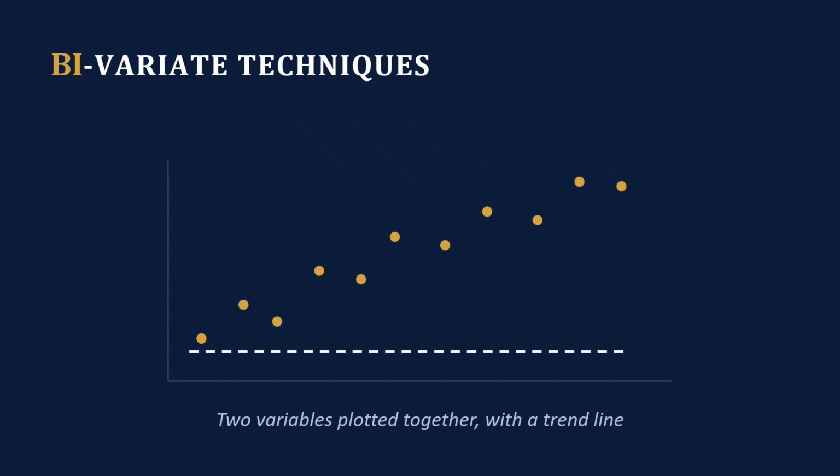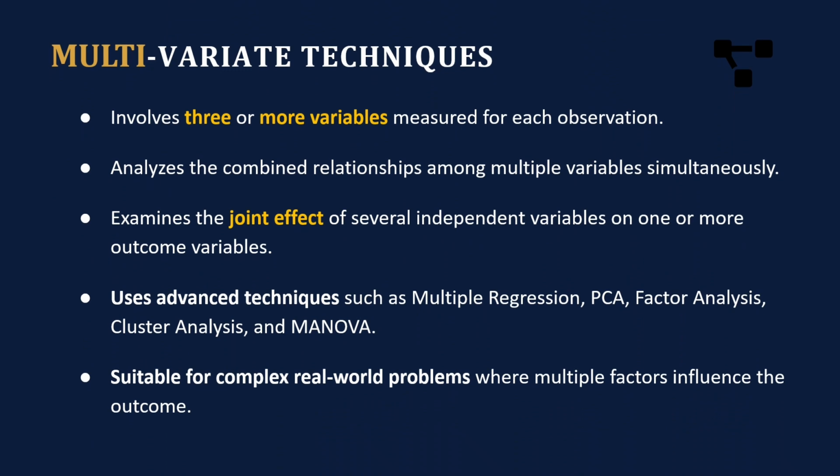So let's understand multivariate analysis. Multivariate analysis is used when three or more variables are measured for a single observation. The main objective is to understand the combined relationship among those multiple variables.